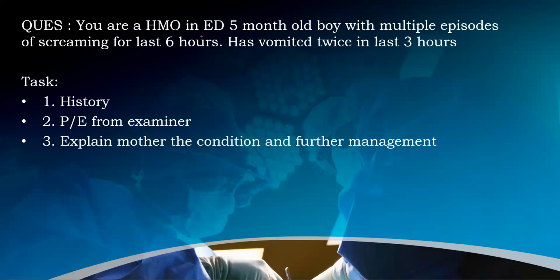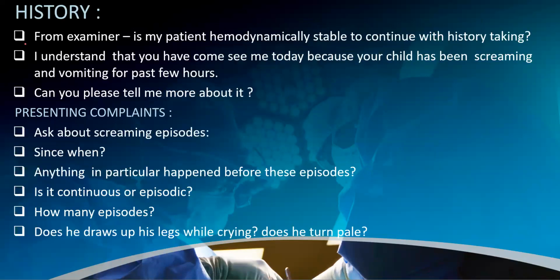For intussusception, you are an HMO in ED. A 5-month-old boy with multiple episodes of screaming for the last 6 hours. Has vomited twice in the last 3 hours. Your task is history, PEFE, explain to the mother the condition, and further management. As you can see, intussusception very commonly comes with episodic screaming, which starts suddenly, and the child can also have vomiting and bloody diarrhea. So in this case, again, reassurance is very important.